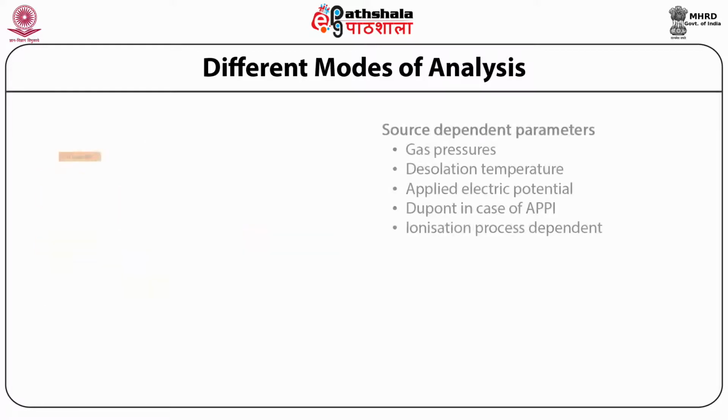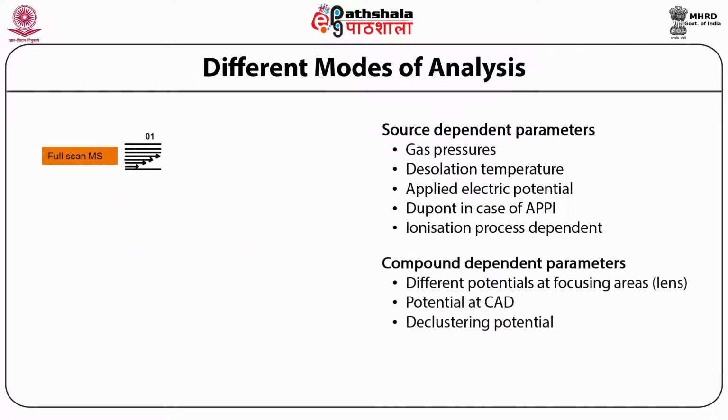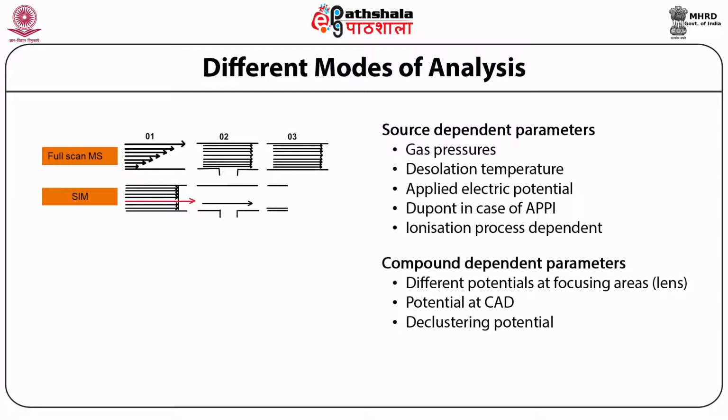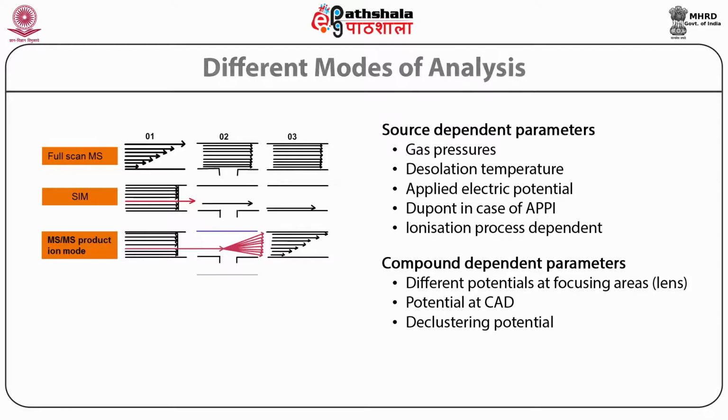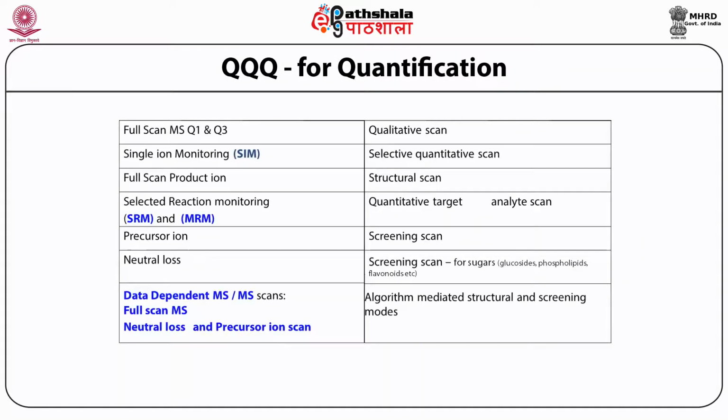There are several source dependent parameters and compound dependent parameters. Although these parameters differ between one instrument and another, by and large almost all the instruments go through the same process in triple quadrupole mass spectrometry for quantification. There are different modes, as I told you, and what they are used for. I'm just trying to tell you in brief.